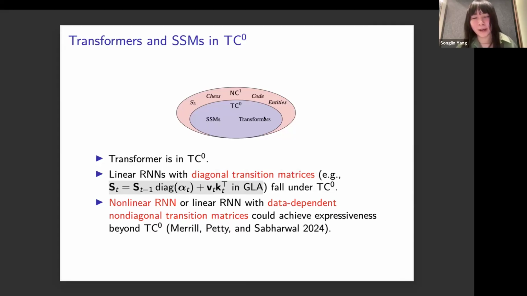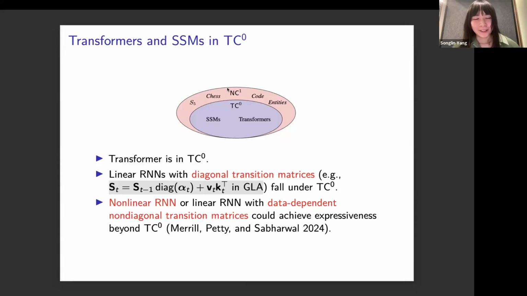And many more complex tasks, for example playing chess, coding, and entity tracking, require the model to have the expressiveness of the NC1 class to solve the problem.